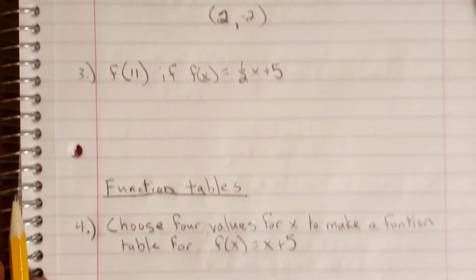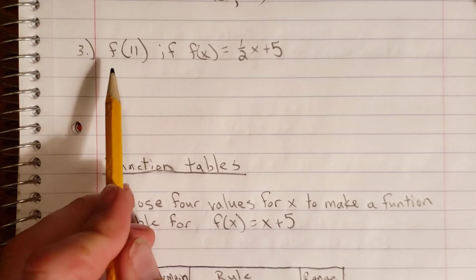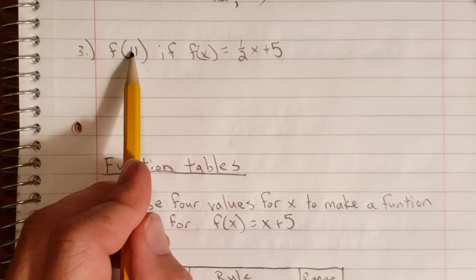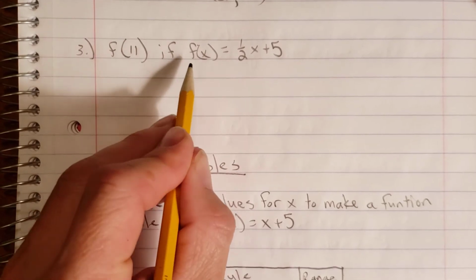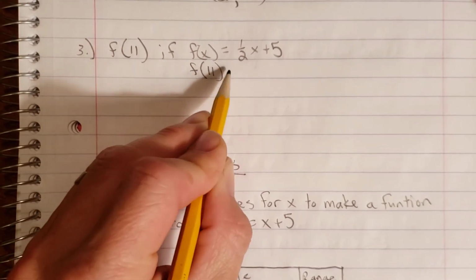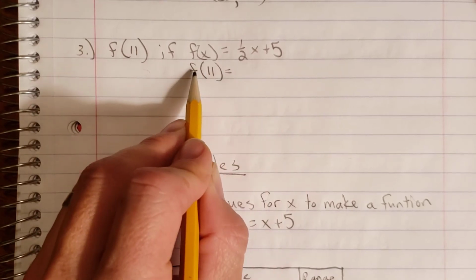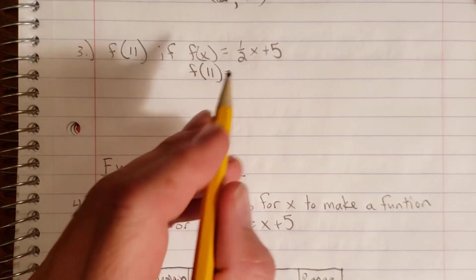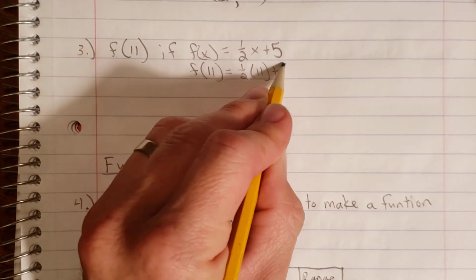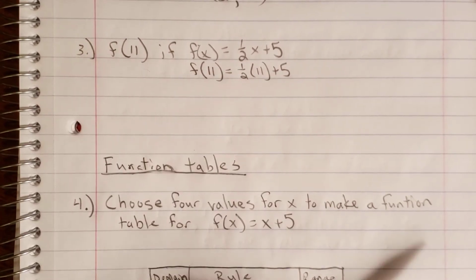All right, let's try another one. This is looking for the value, the y value of the function when x is 11. So the y value of the function when x is 11, or the output value when the input is 11, is 1/2 of 11 plus 5. We just replace the x's with 11.